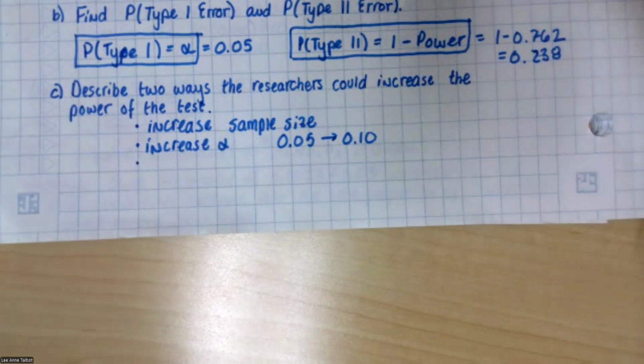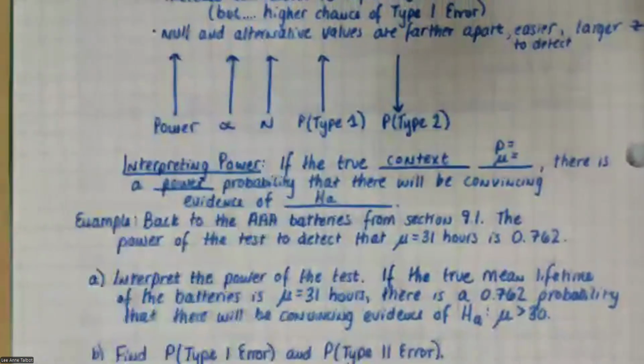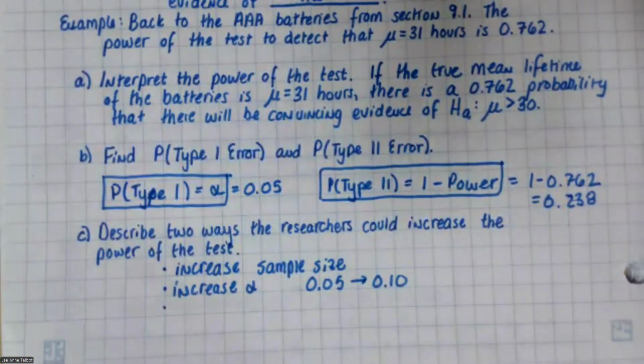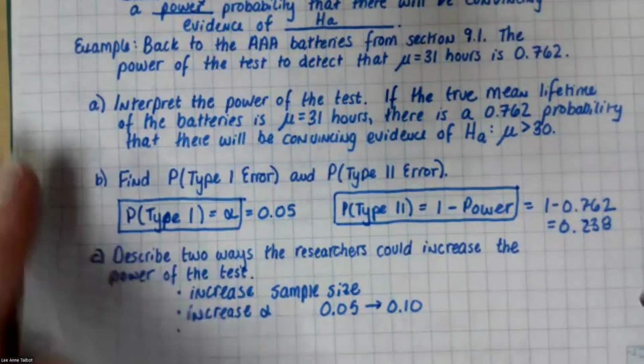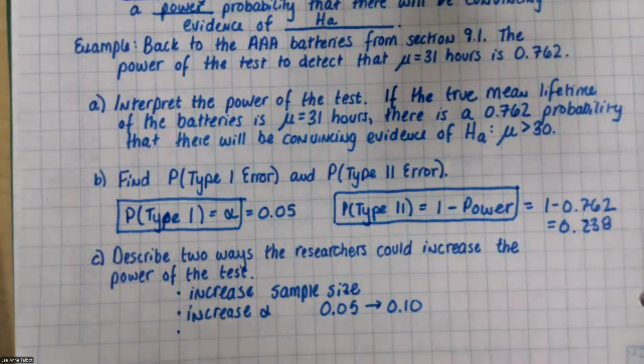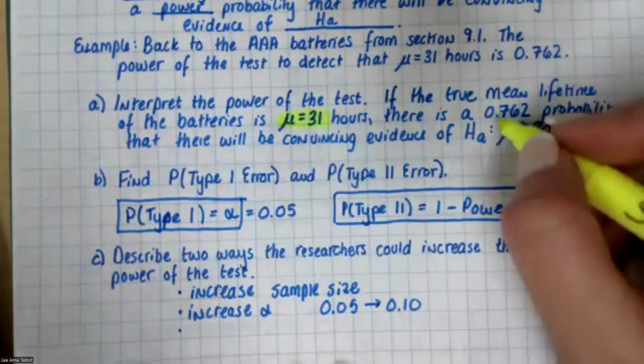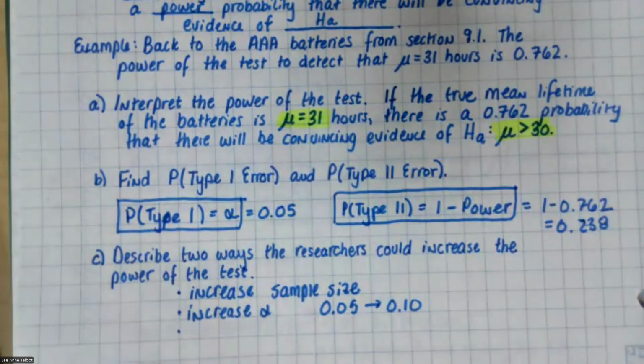Something like going from 0.05 to 0.10. Now, the last one is the hardest to understand, so I didn't want to skip it. Null and alternative values are farther apart, which makes it easier, larger Z, easier to detect. So what do I mean by that? I have to be honest, when I first started teaching stats, I had to think about this particular thing a lot. So for us, I'm going to highlight those 2 things that I'm talking about.